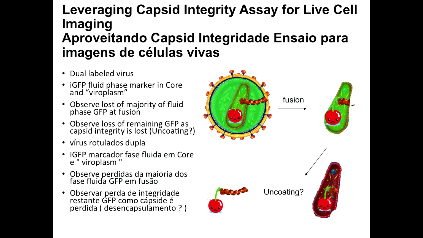So the idea is you have the fluid phase marker spread throughout the virion. Upon fusion, you're going to lose most of that. The area of the cone is only about 20% of the total volume. So then you're going to have less of the GFP, and then we have a cherry-labeled VPR. And then when the cone starts to lose its integrity, you'll see the GFP leaking out. So that's what we can see in this movie, I hope.